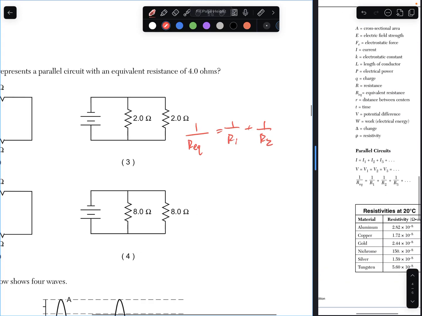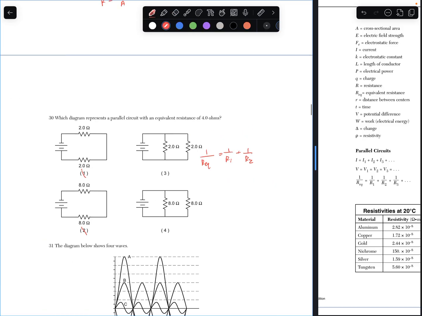Right? So we kind of just have to test it out, and you'll see that if we put 1/2 plus 1/2, that's equal to 1. So Req is going to equal 1, whereas 1/8 plus 1/8 is equal to 1/4, so the Req would be equal to 4. So for this one, the answer would be choice 4.